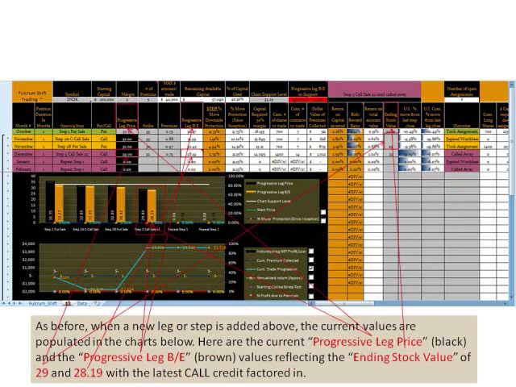As before, when a new leg or step is added above, the current values are populated in the charts below. Here are the current progressive leg price, which you'll see in black, and the progressive leg break-even, which is shown in brown, values reflecting the ending stock value of $29 and $28.19 with the latest call credit factored in.